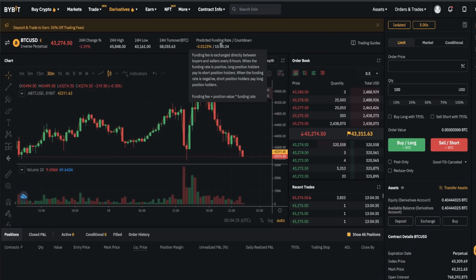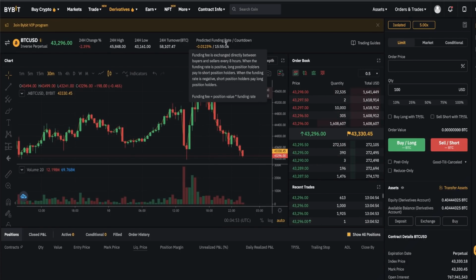And vice versa, when the funding rate is negative, like it currently is, that means that people who are holding a short position, betting against the market, are actually paying the people who are in long positions, thinking that the market is going to go back up and are more bullish on the market at the moment.